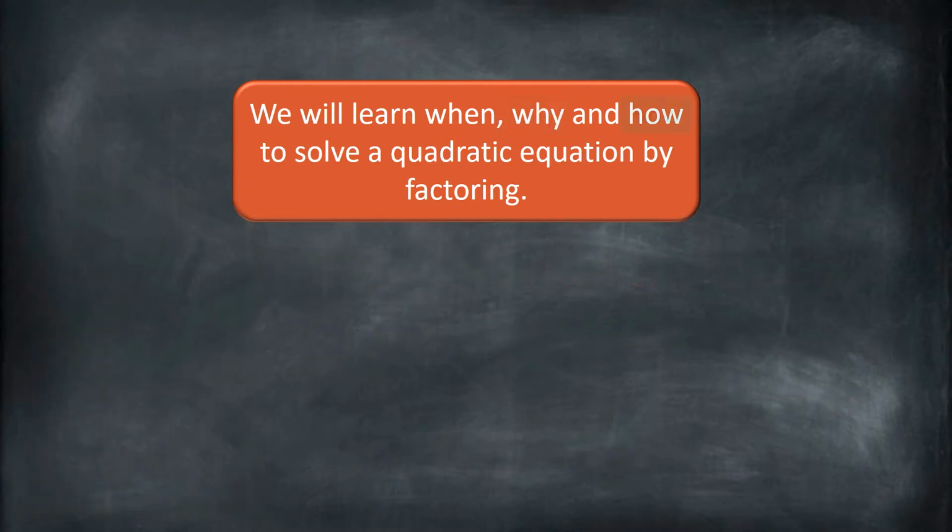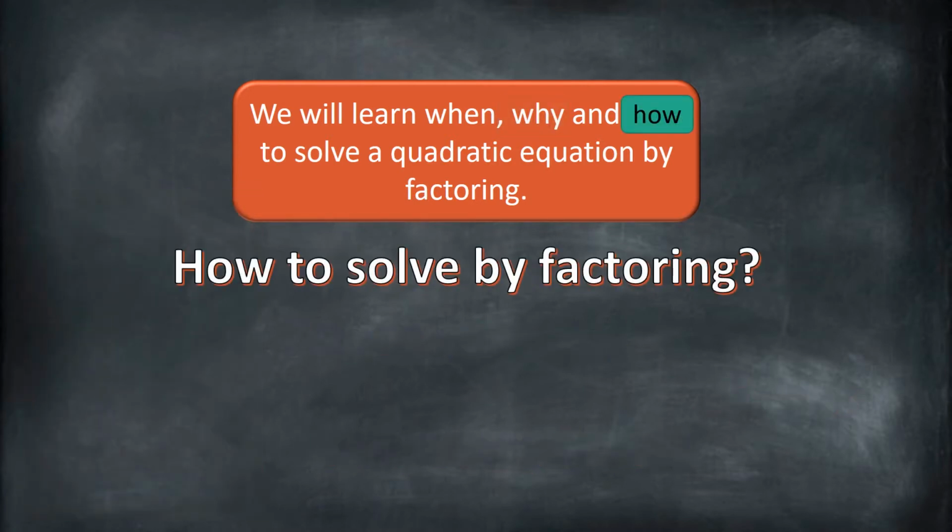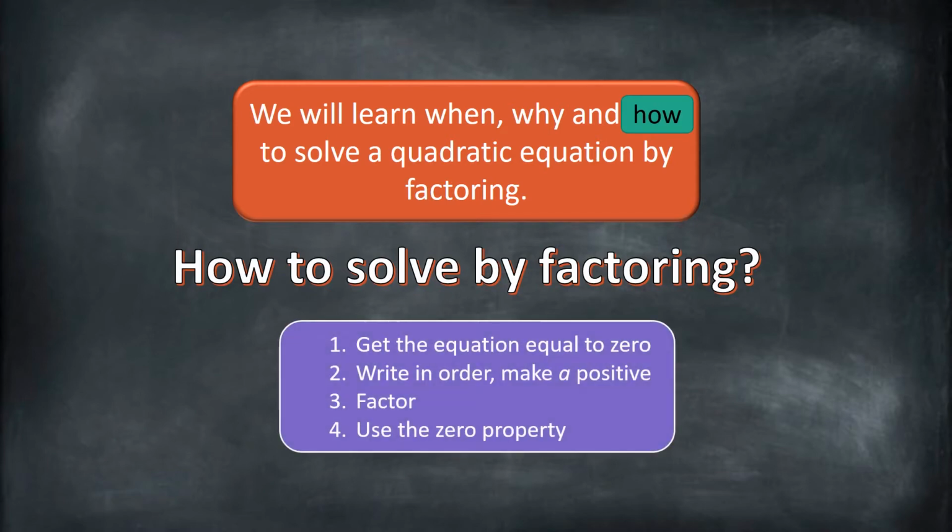So let's talk about how to solve. The way we're going to solve these equations by factoring is we're going to first get the equation set equal to 0. Then we're going to make sure it's written in descending order, ax squared plus bx plus c. Then we're going to make sure that a is positive. Then we're going to start to factor. Then we're going to use the zero property. So let's do that, shall we?